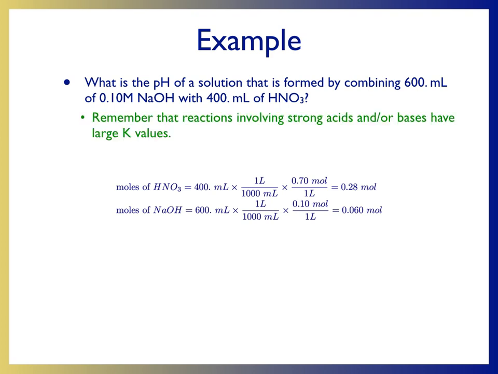The first thing to remember in this calculation is that reactions involving strong acids or strong bases will have very large K values, meaning that this reaction will occur to completion, using up all of the limiting reactant. This means that if we want to use an ICE table to help us to solve this problem, the X value, or extent of reaction variable, will be determined by the amount of limiting reagent we have.